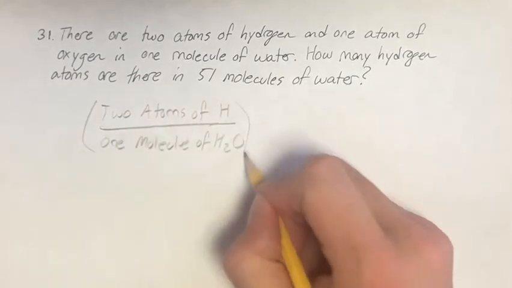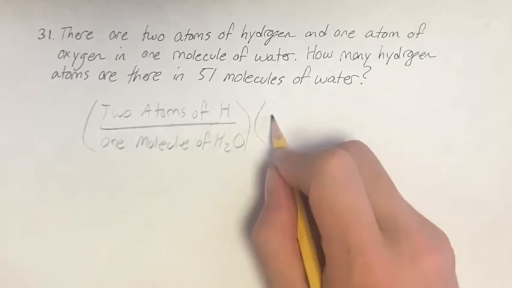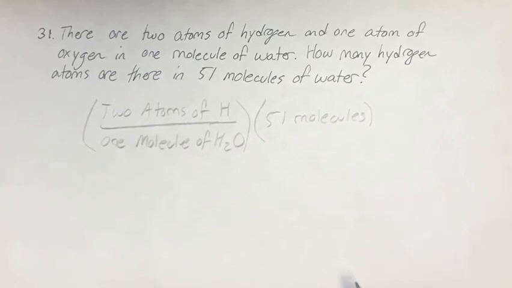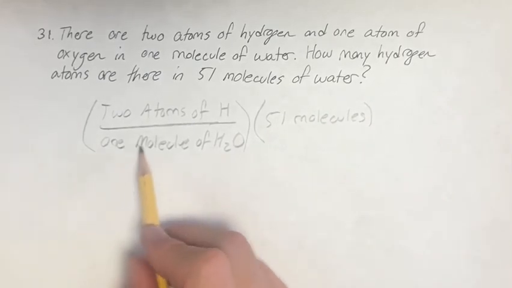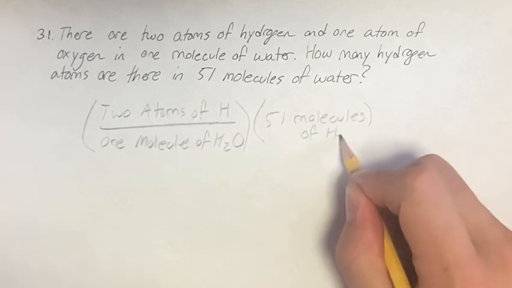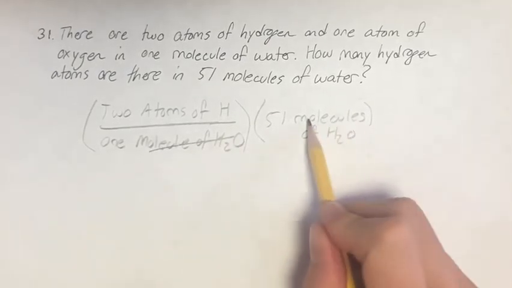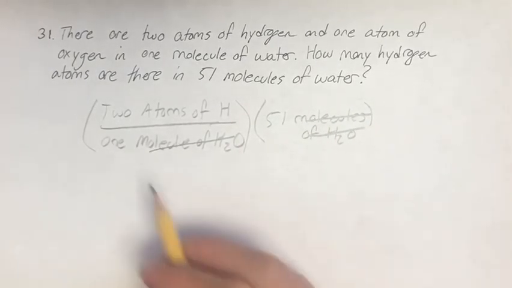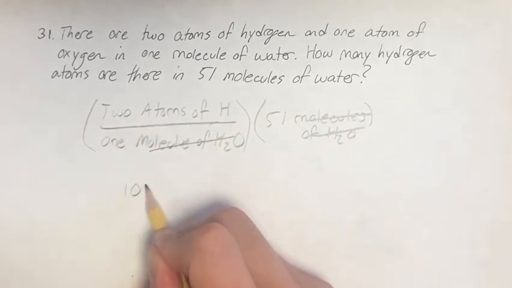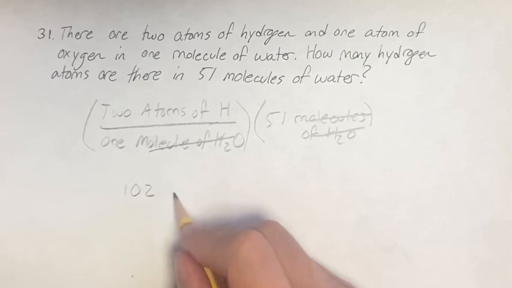And we have this rate, and if we multiply it by the number of molecules we're looking for here, 51, then the molecule unit will cancel out. And we're left with 2 atoms of hydrogen times 51. 2 times 51 is 102 atoms of hydrogen.